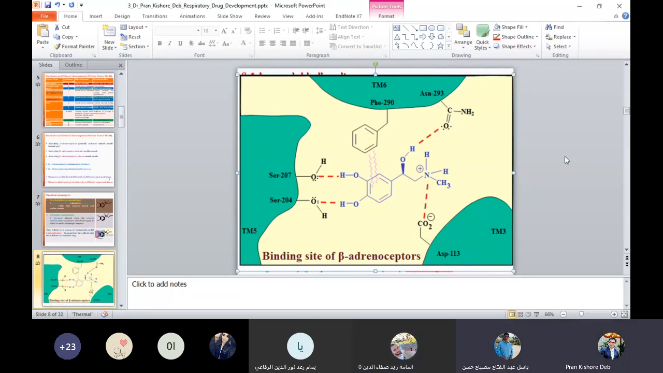Okay, so what is that bonding you see between the hydrogen and oxygen? Hydrogen bond, and the lone pair of oxygen. What is the name of this bond between the hydrogen and the lone pair of oxygen? Not hydrogenic, hydrogen bond. Yes, it's a hydrogen bond. So how many hydrogen bonds do you see in the whole structure? 3 hydrogen bonds. Can you name them? Both OH here on SER207 and 204, and there is one between the compound and ASN 293.